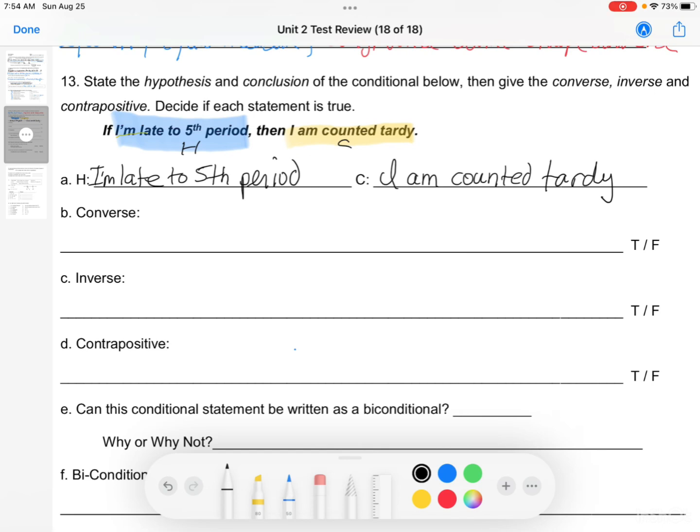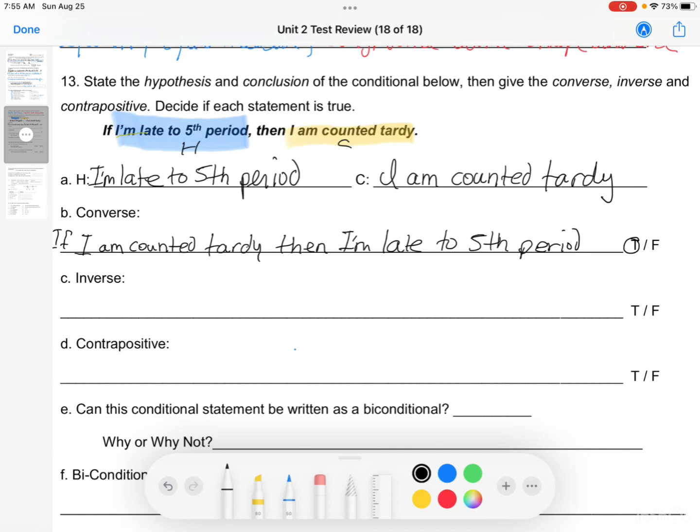Okay, so converse, we're going to put back the if and then, and this time we're flipping the hypothesis and conclusion. So if I am counted tardy, then I am late to 5th period. And yes, that is true.